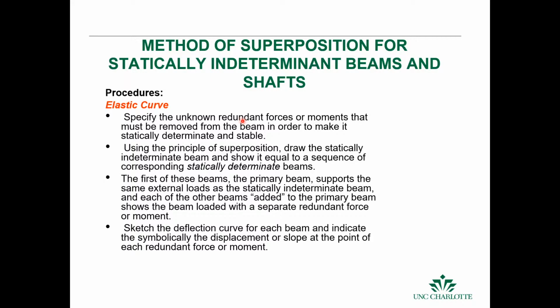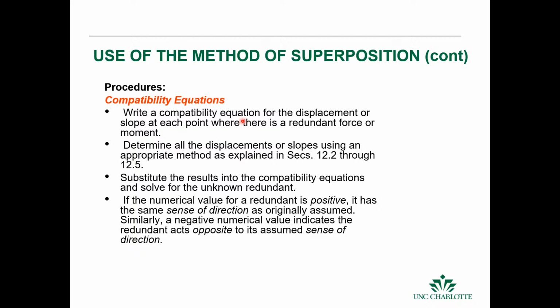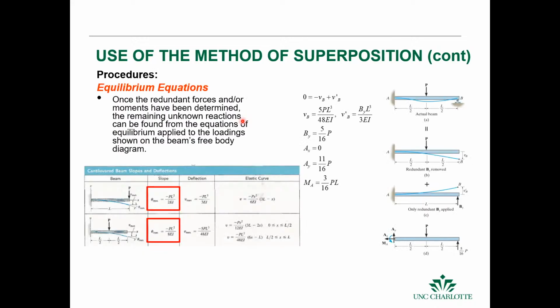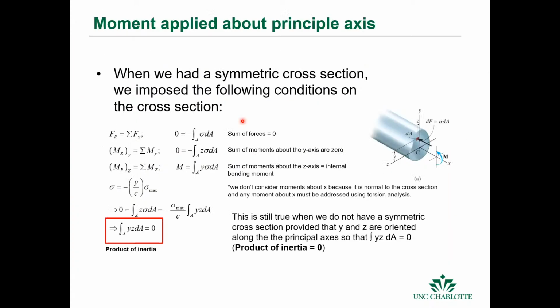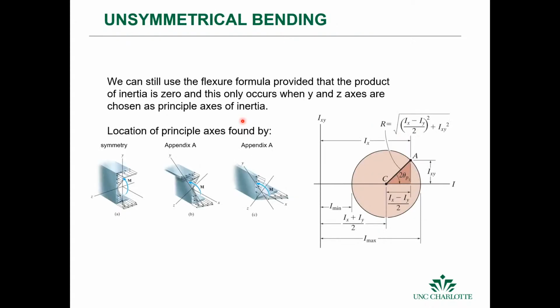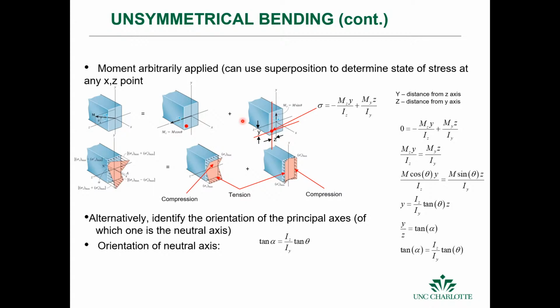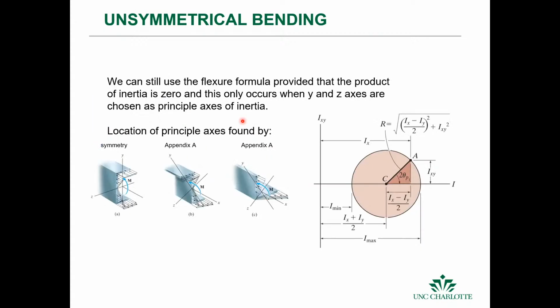Another thing you can do is use superposition to find deflections, and then from different loads you can remove them and then add them back. We may or may not get into this. And then the last thing that I have on here is when you have asymmetric bending. So if you have a non-uniform cross section, how do you deal with that? You deal with that by finding the location where you have your principal axis of inertia. And there's methods for this.